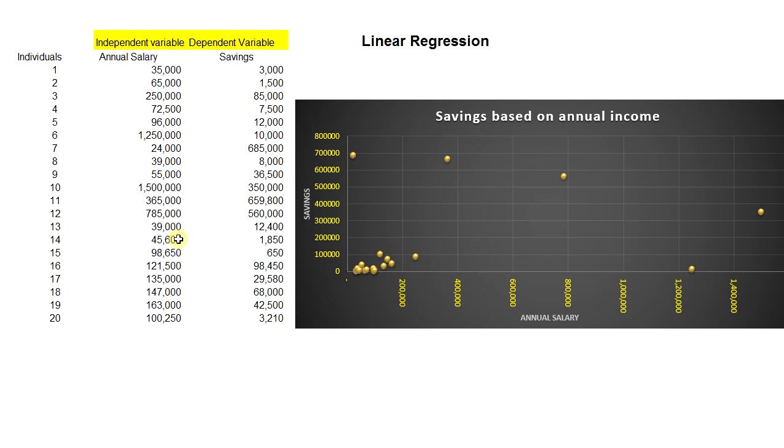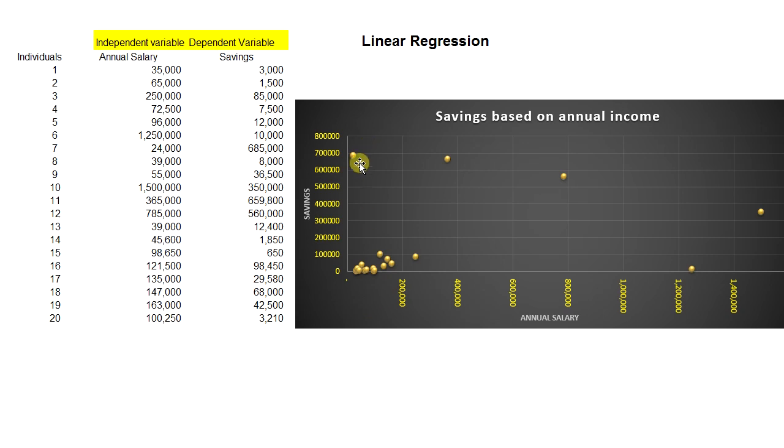But if we build a relationship between annual salary and savings based on the data we have, this is called sample data, because we have not taken the whole 1 million population's annual salary and savings, but we have only taken a part of the population. In this case, it's 20. Normally you would say, let's get information from 1,000 individuals or 5,000 individuals, etc. So that's what we call a sample.